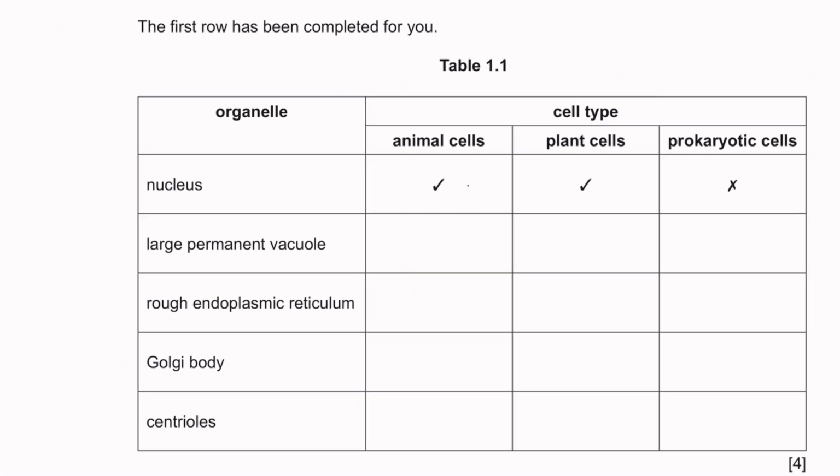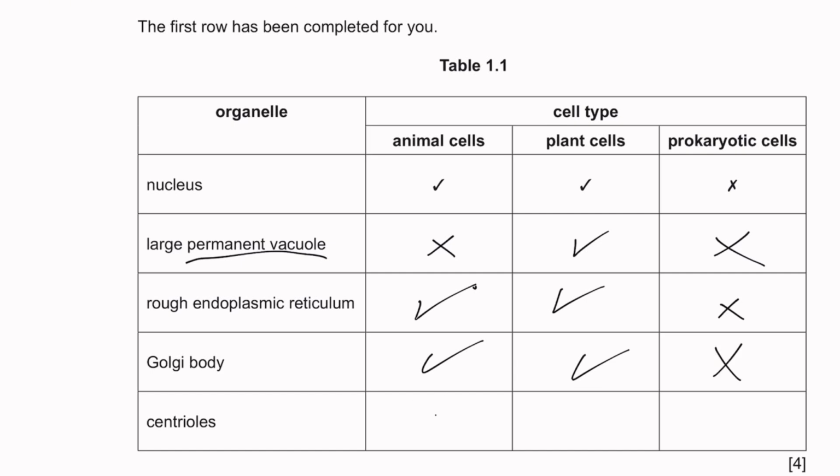A nucleus is present in animal cells and plant cells, but definitely not in prokaryotic cells. A large permanent vacuole is only present in plant cells. Animal cells have temporary small vacuoles. Prokaryotic cells don't have vacuoles. Rough endoplasmic reticulum is found in both animal cells and plant cells. Prokaryotic cells do not have any membranous organelles, therefore X is the answer here. The Golgi body is found in animal cells and plant cells, but not in prokaryotic cells. Centrioles are found only in animal cells, not in plant cells, and not in prokaryotic cells, and so are centrosomes.